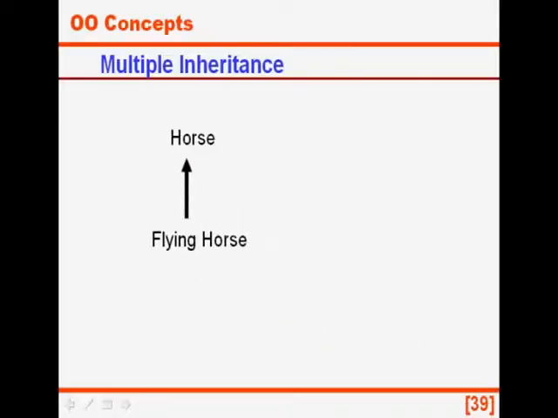Let's look at multiple inheritance. Suppose we have a class called horse. We need to create a flying horse. One way would be to add the functionality of flying to horse and get it. Another easier way would be to derive its functionality from two classes, a horse and an eagle. We get the functionality of a horse from a horse and the functionality of flying from an eagle. So this leads to quicker code development.